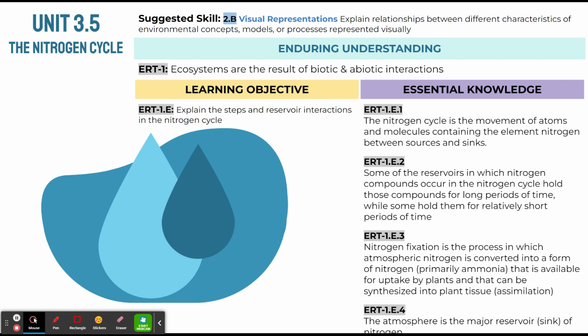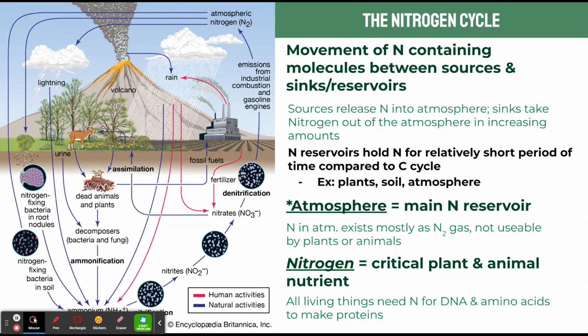Let's move on to the nitrogen cycle, which is, again, another incredibly important cycle, which you should have learned a little bit about from our soil theories lab, of why nitrogen is so important to plant growth. The nitrogen cycle is a little bit more complex and has more steps, but it's the same kind of concept: the movement of nitrogen-containing molecules between sources and sinks. Sources release nitrogen into the atmosphere. Sinks take nitrogen away.